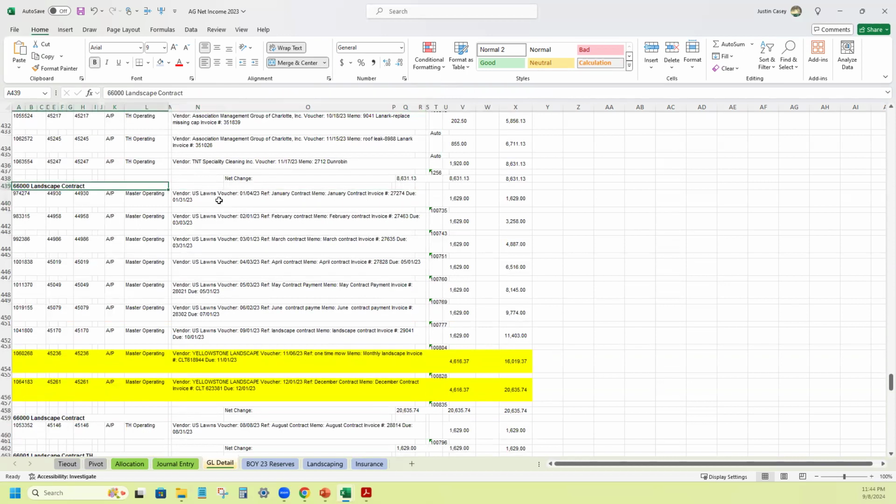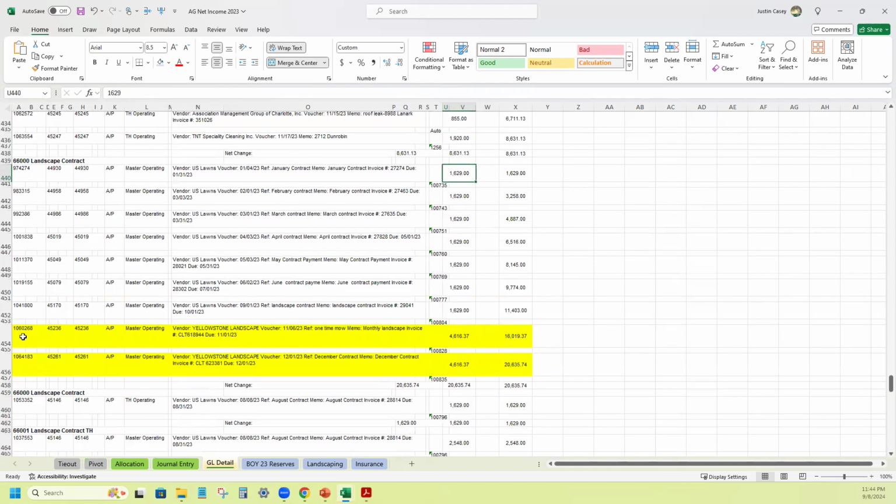And so the next step here is landscaping contract, making sure that the vendors that are coded to the landscaping contract and the amounts are appropriate. So you'll see I've highlighted Yellowstone here because this was a new vendor that we had November or December of last year, and it looks like the entirety of the cost was coded to common landscaping. And so we had to go back to the vendor and find a good split out.